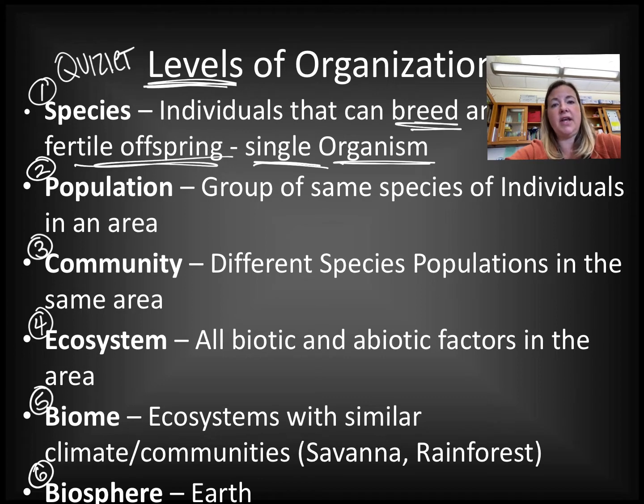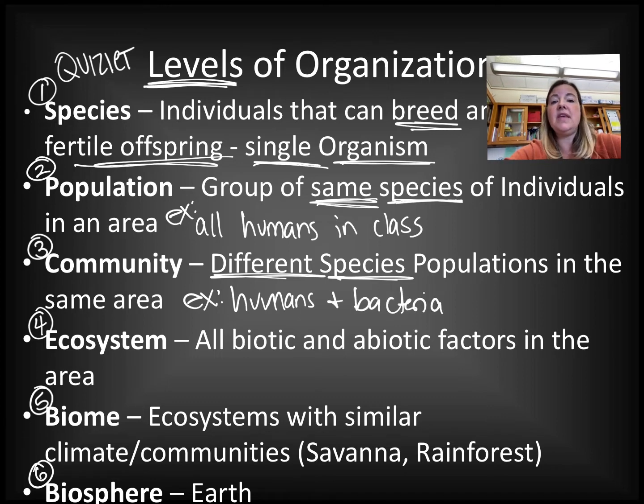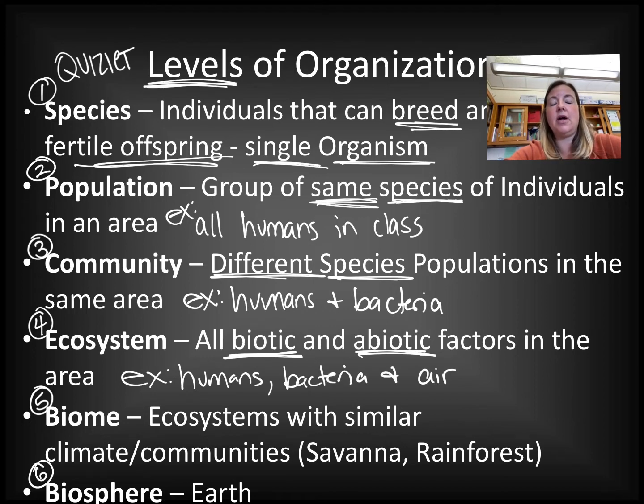A population of an area is going to be all of the same species. So within our classroom, we would call all of the humans, all of the Homo sapiens, a population of humans in our classroom. The community is going to include different species. So within our classroom, there is also bacteria living. And so we have different species, so we would now call it a community. Within the ecosystem of our classroom, we would then include abiotic factors. So not only do we have populations of humans and bacteria in our classroom, but we also have non-living factors such as air and the desks around us, which are non-living.